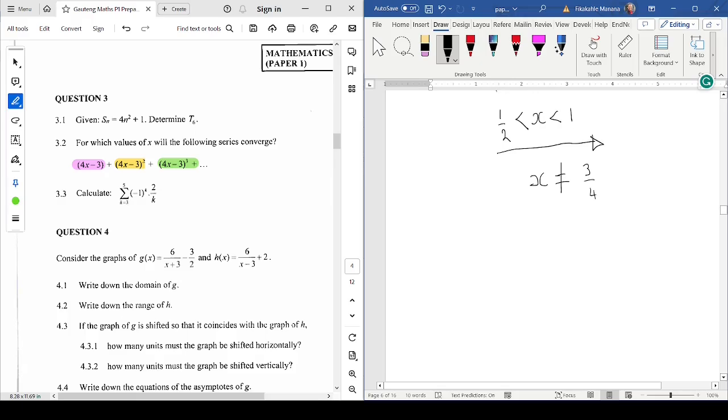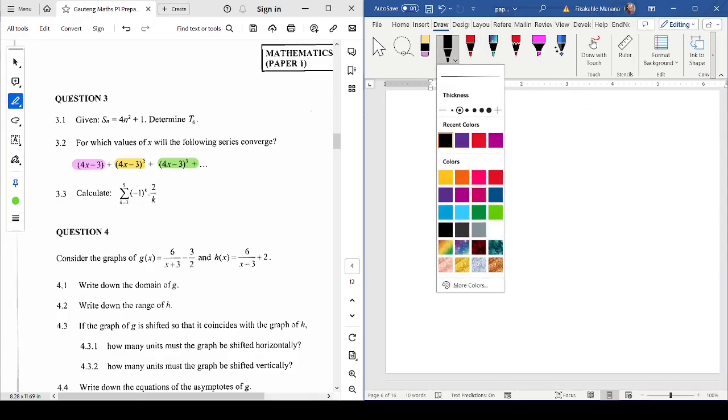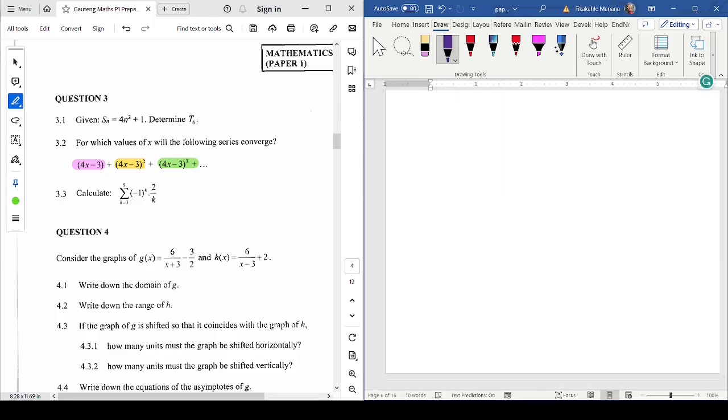Okay, cool. Let's move on to the next question. Now this one is a little bit more, what shall I say, interesting. It says calculate that. We are given k equals 3, up to 5, of (-1) to the power k times 2 over k. This is what we have to evaluate.